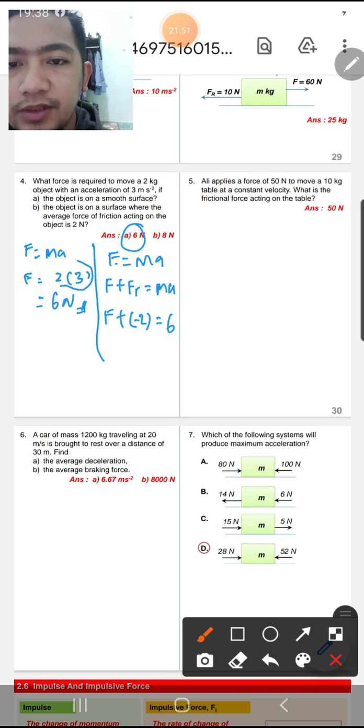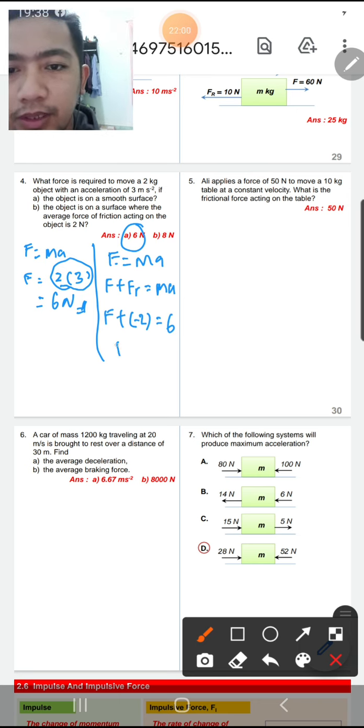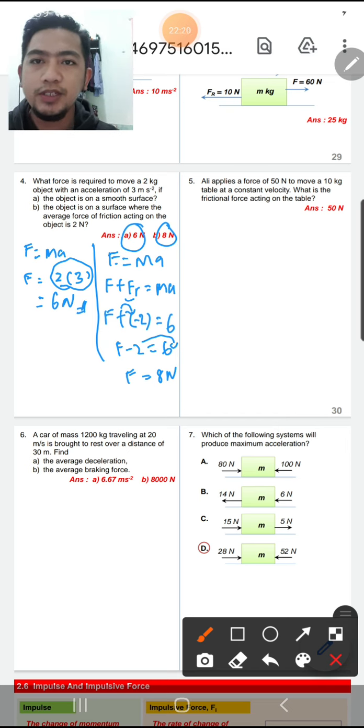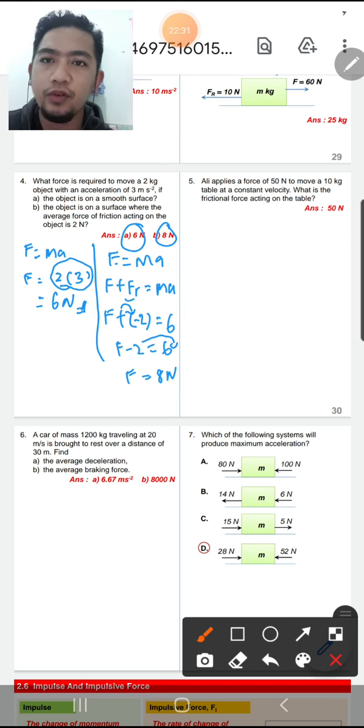Why is ma equal to 6? Because, referring to this, M times A is 2 times 3, which is 6. So F minus 2 is equal to 6. Positive with negative, it will become negative. That's why if you bring this 2 over here, it will become plus. 6 plus 2 will become 8. 8 Newton. Okay. So for this question you have to understand the information. You need to imagine what the situation is and relate it with the formula.